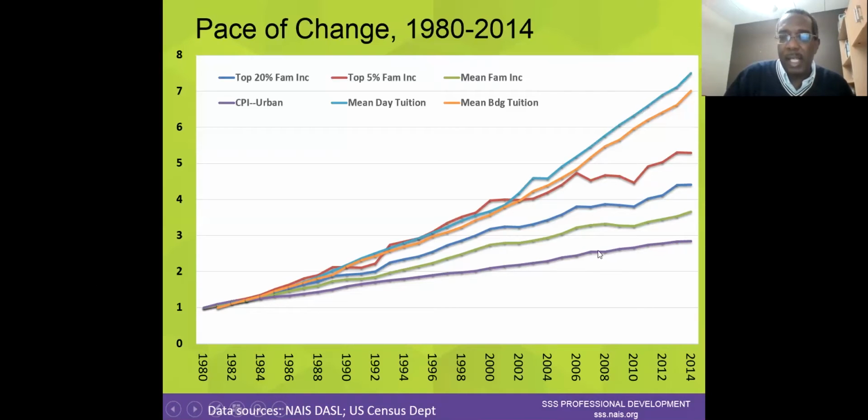As opposed to something like the CPI, which is this purple line. CPI is only just under 3 times greater than it was back in 1980. So while CPI rose by a factor of 3 in this time span, tuitions rose by a factor of about 7.5. And again, these two tuition lines grew much faster than any of these income lines, especially the mean income and the top 20% income earners. But most significantly for those top 5% earners, it's a relatively recent phenomenon that they have not been able to keep pace with tuition growth.